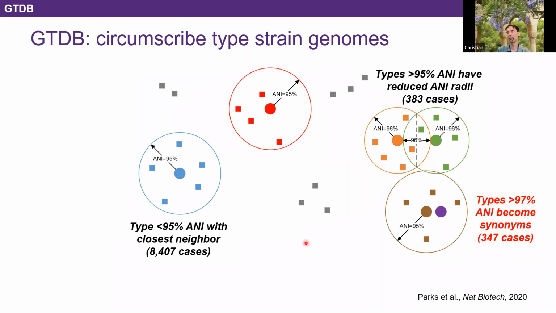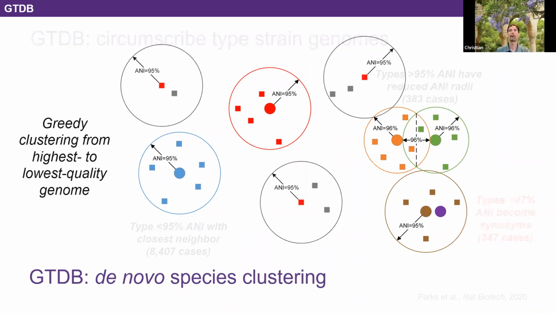What we do here is we cluster them, and we start with the highest to the lowest quality genome. So let's say in those clusters, that would be the highest quality genome. So that gets a 95% ANI radius, the same here and here. And then those become at least GDP species representatives.